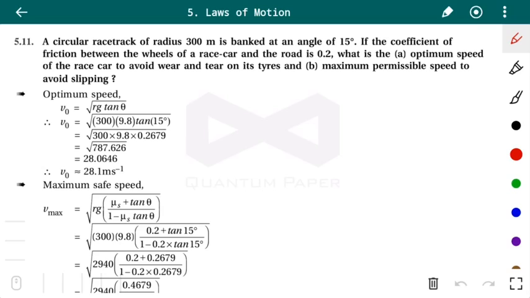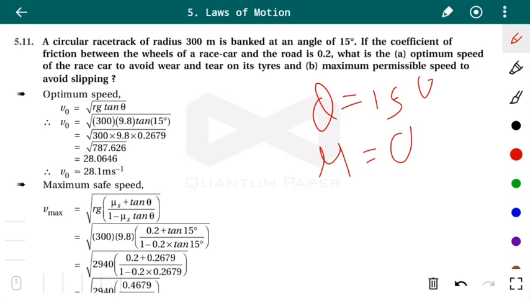Vmax. Here we are given theta equals 15 degree and mu equals 0.2.